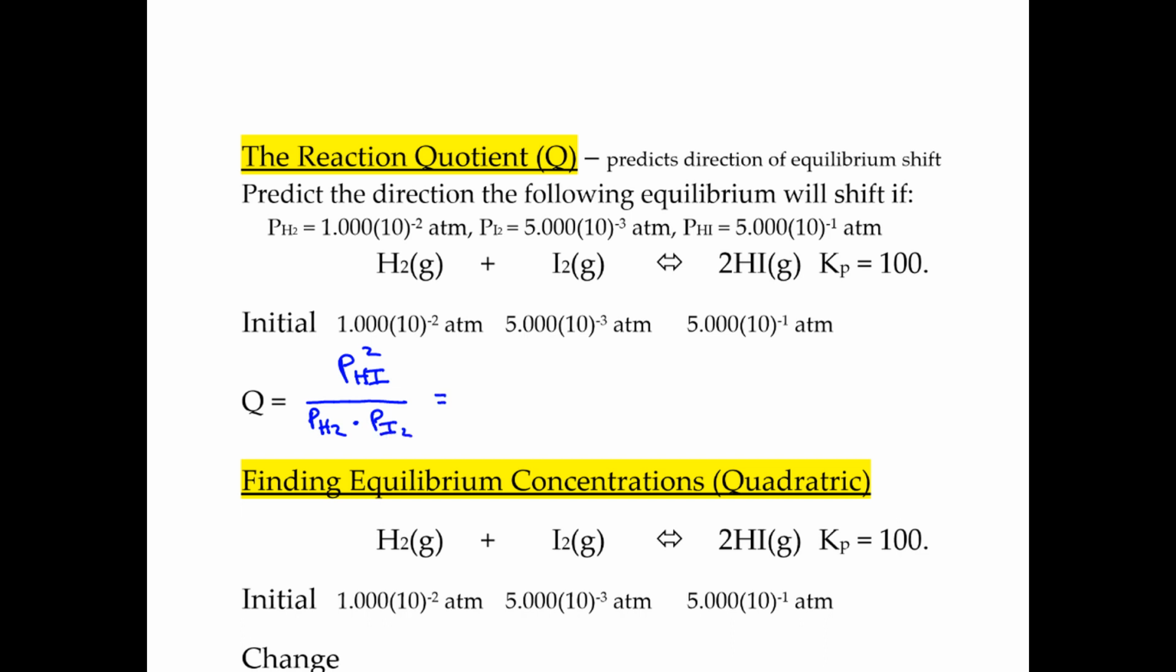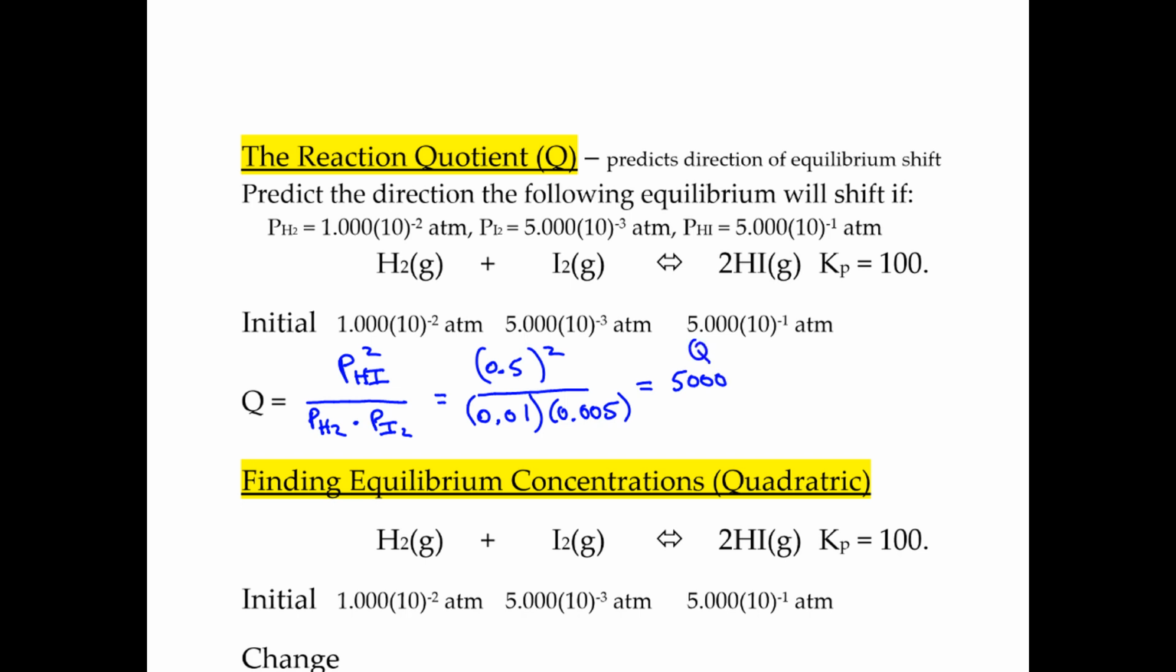So we're going to plug in the numbers that we got. Without going crazy with sig figs, I'm just going to write this 0.5 squared over 0.01 times 0.005. And then you just check your sig figs at the end. So do all this and you get Q equal to 5,000. Okay, so this is Q.